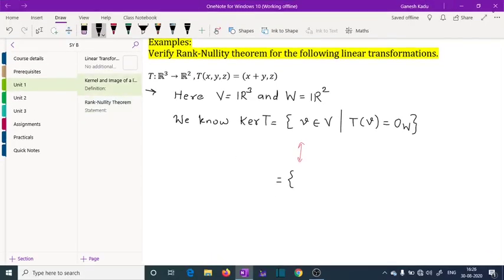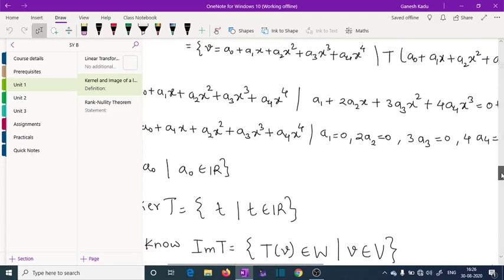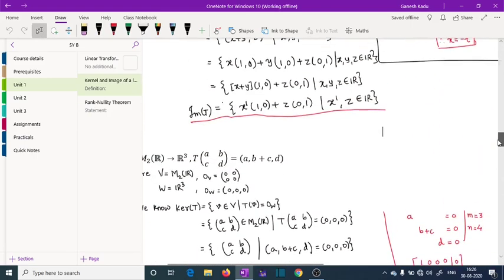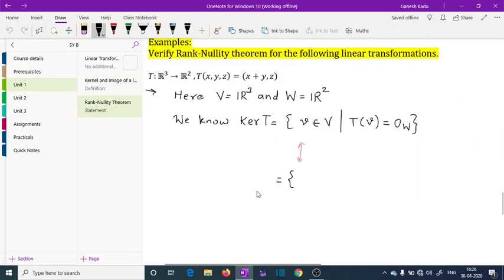Let us see what the kernel of T was in the last section. Yes, see this, T minus 1 1 0. I will write the set as t times (minus 1, 1, 0) such that t belongs to R. So up to here the problem is the same.